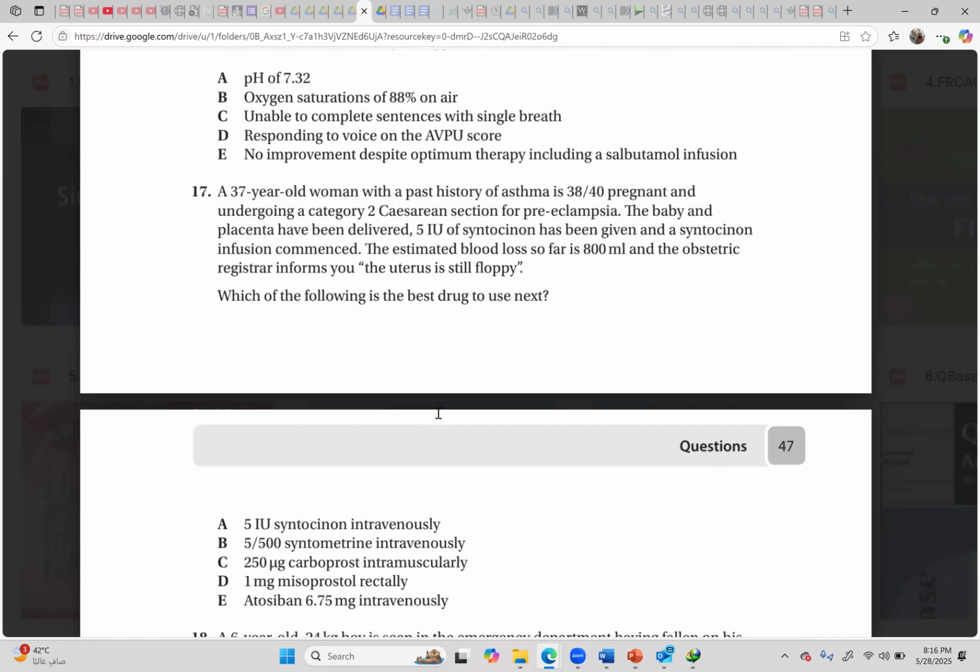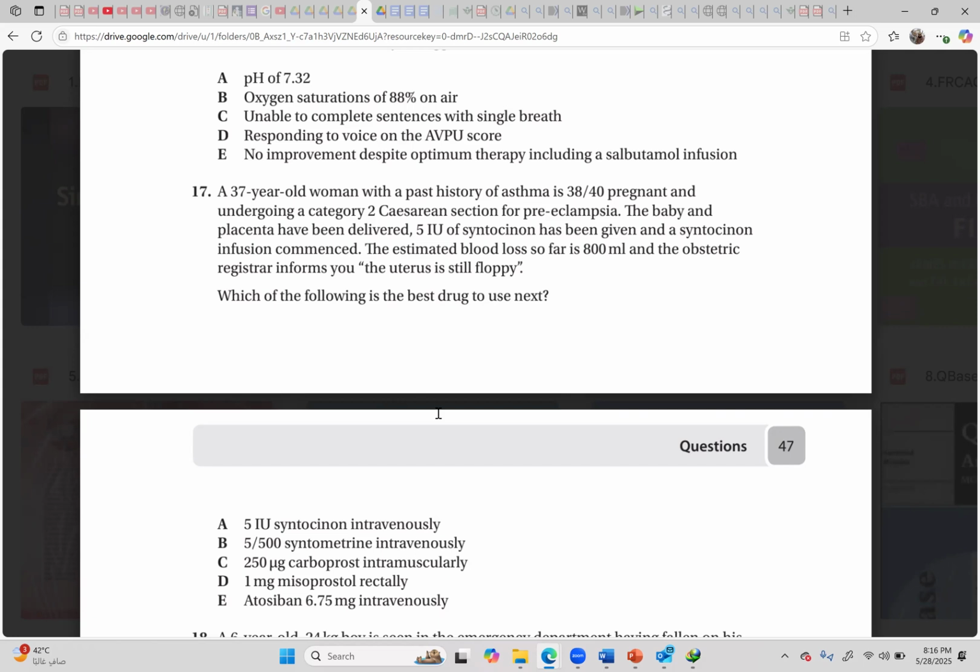Okay. So we will try to do one more question. A 37-year-old woman with past history of asthma, 38 weeks, and category 2 cesarean section. So you should just know about these categories. You can just Google urgency of category and you will find category 1, category 2, like that. For preeclampsia, it's not an acute dire emergency, it's slightly subacute. Okay. The baby and placenta have been delivered.